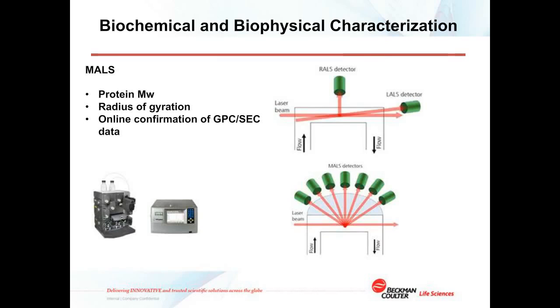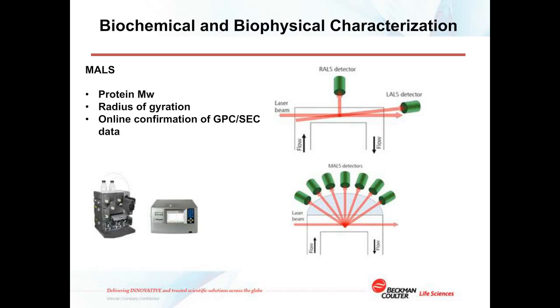Another important tool is multi-angle light scattering. This is typically performed downstream of size exclusion chromatography as a way to get additional corroboration of the size of a protein. Typically the chromatogram that one takes off of the size exclusion chromatography is overlaid with a series of sizing measurements taken during the online run.